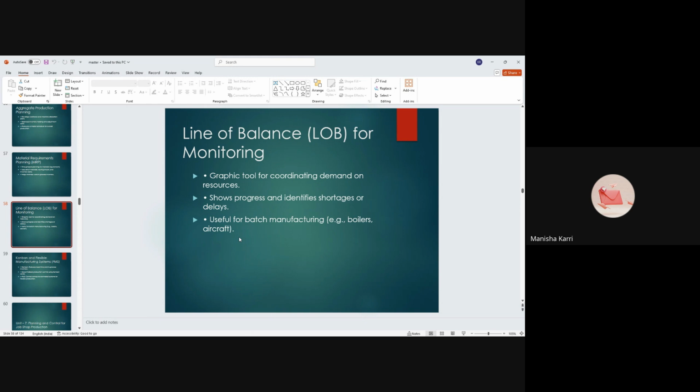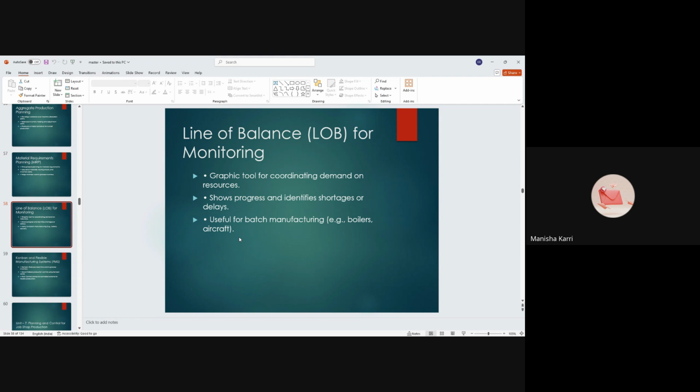For example, you can take an aircraft manufacturing plant. Here, LOB can show if parts like engines or wings are available within the scheduled time or not. If any delay occurs in one part of the assembly process, LOB helps to pinpoint the issue, allowing the managers to make adjustments if necessary to get back on track.